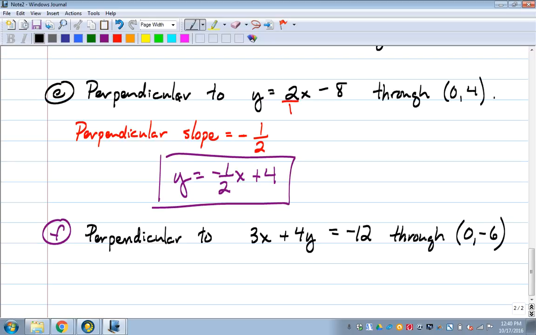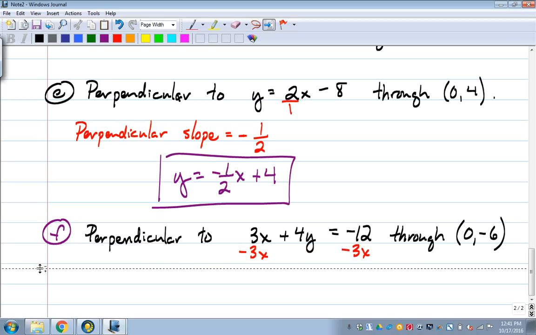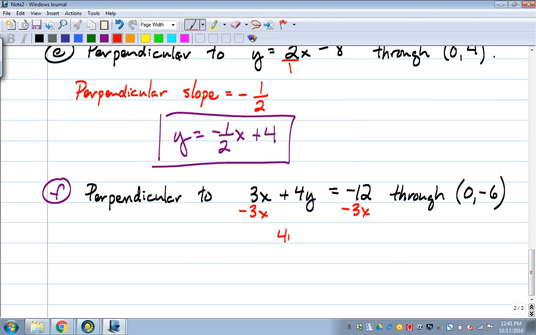All right. So, what do we got to do to that equation first? Yeah, get y by itself. Okay. So subtract 3x. There's 4y equals -3x minus 12. Divided by 4. y equals -3/4 x minus 3.